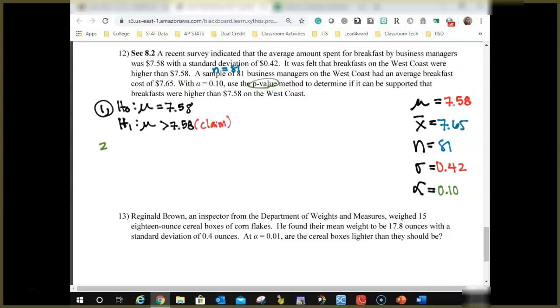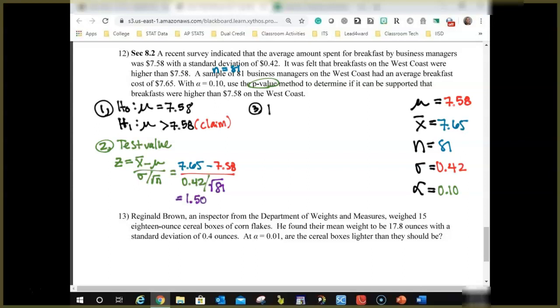Since we are doing the p-value method, that means instead of finding the critical value, we're actually going to find the test value. So the test value would be the z-score. Here's our z-score formula. Substitute in all the appropriate values, and when we evaluate this, we get 1.5 for the z-score. This is crucial because the p-value that we find is going to be based on this z-score value.